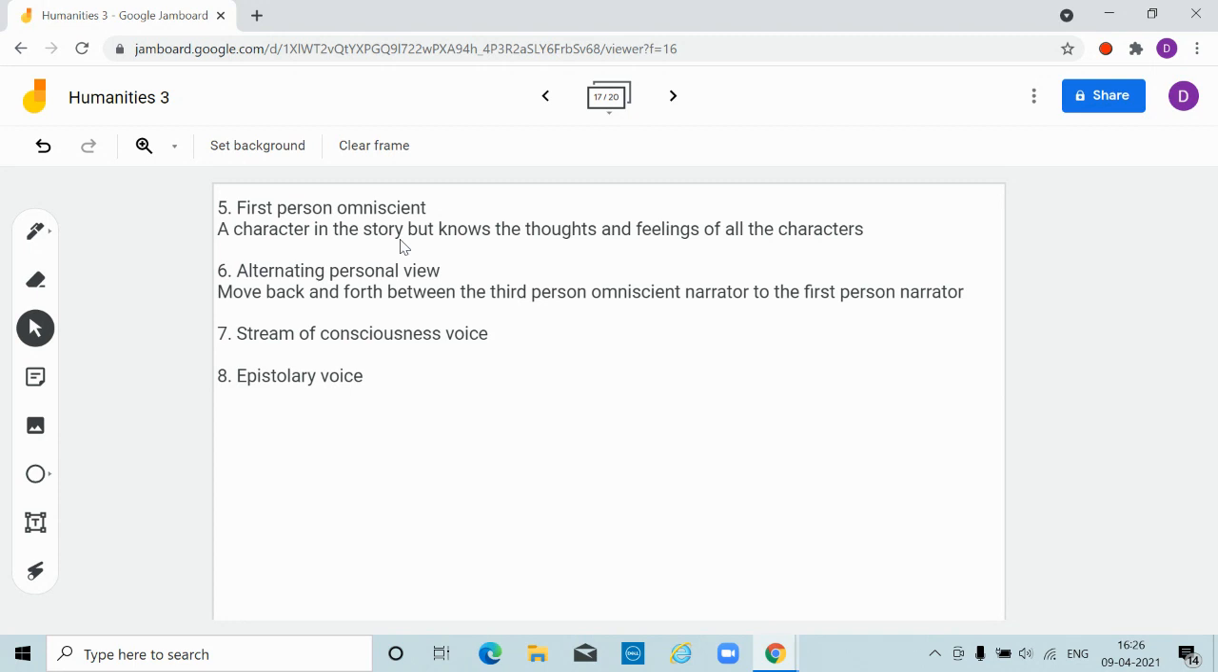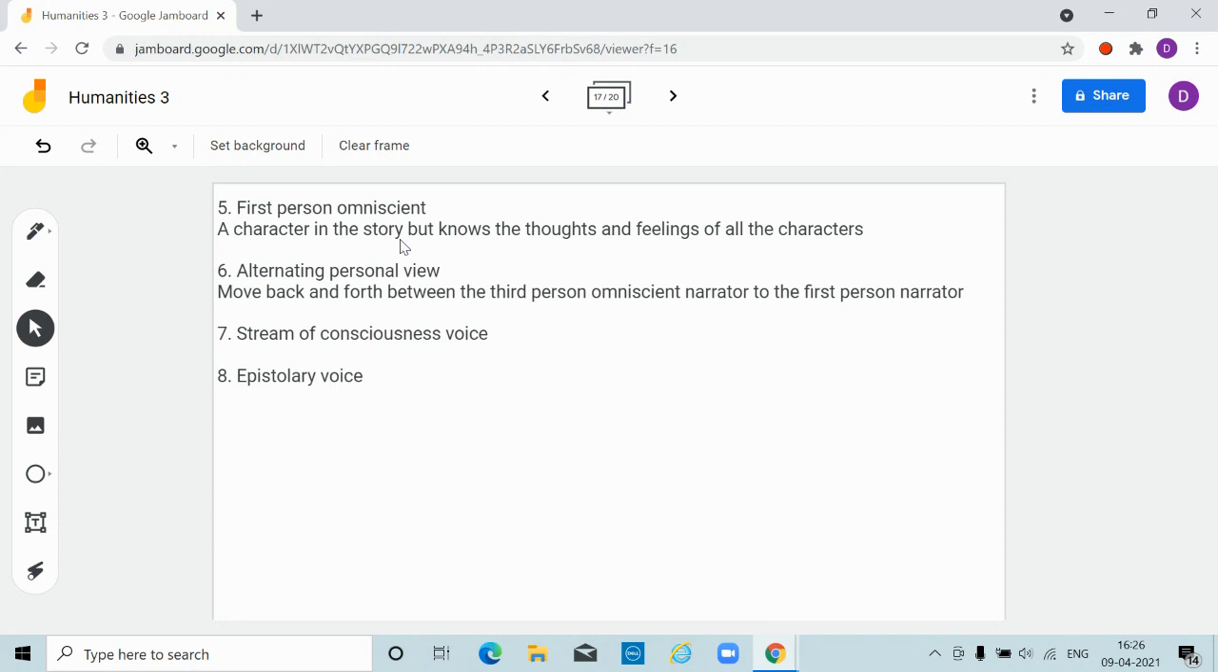So this is a special kind of narration where the character in the story is the narrator. He is involved in all the actions, but he's given certain special powers and privileges by the writer, in that he is omniscient. That is, he knows what is going through the minds of all the other characters.